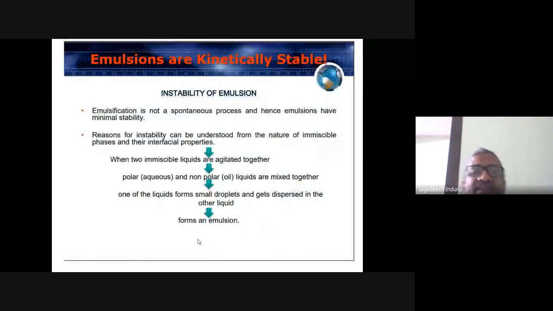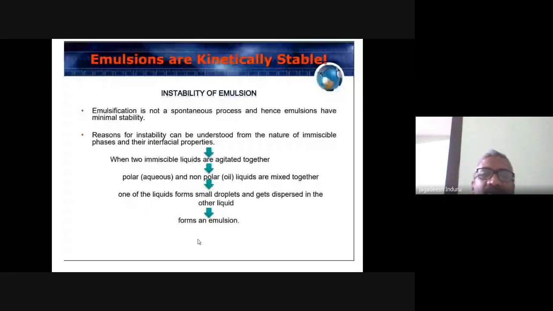Emulsification is not a spontaneous process, hence the emulsion must have a minimum stability. Because of that reason, we are going to enter into the self-emulsifying systems a little bit later. The reason for instability can be understood from the nature of the immiscible phases and their interfacial tensions. When two immiscible liquids are agitated together, polar and non-polar liquids are mixed together. One forms small globules and is dispersed in the other, forming the emulsion.